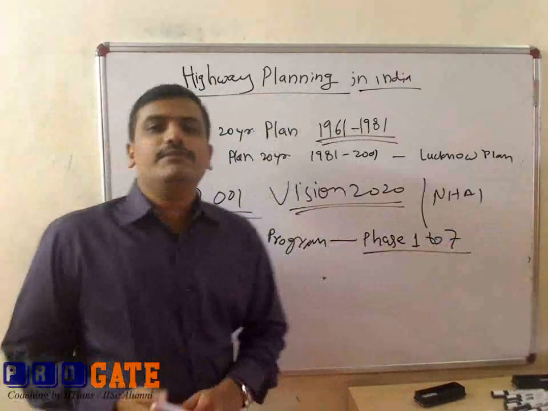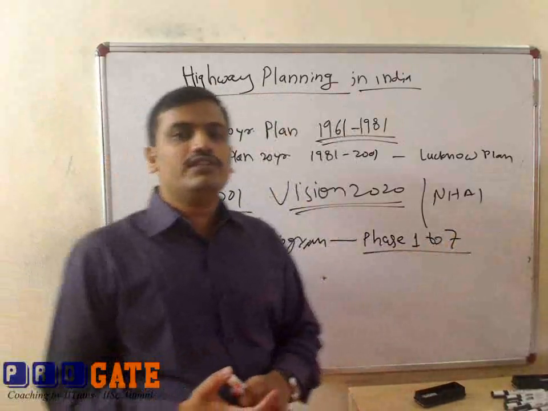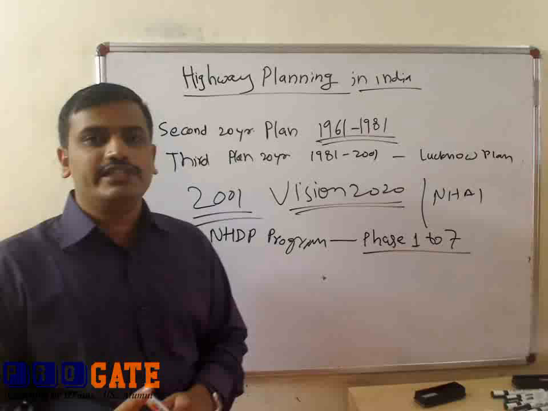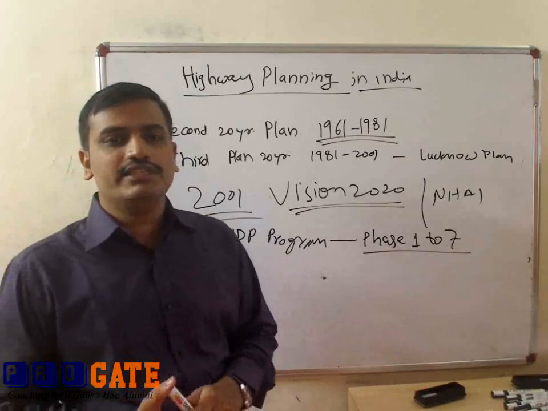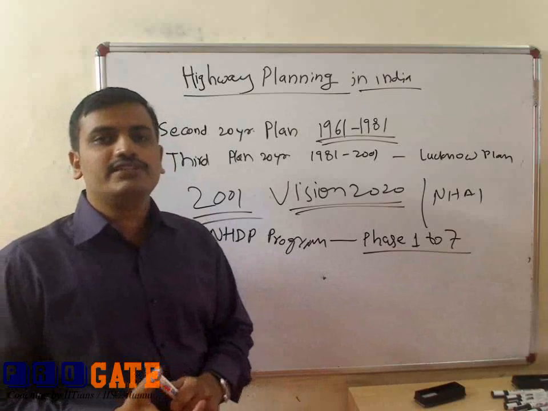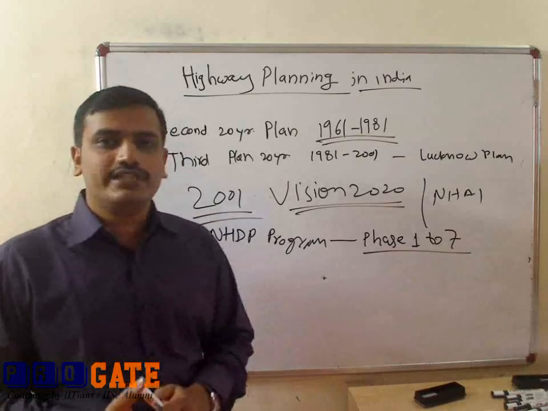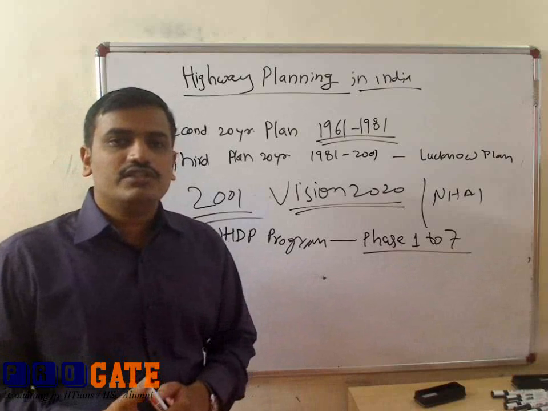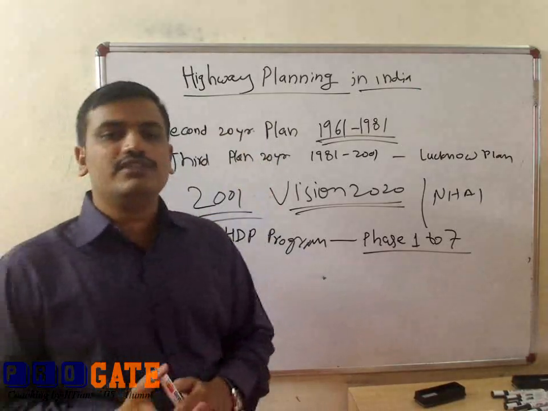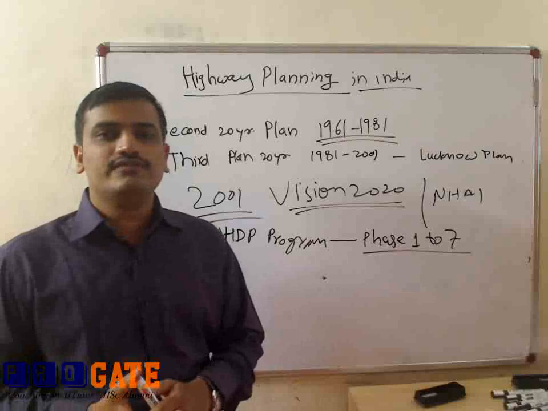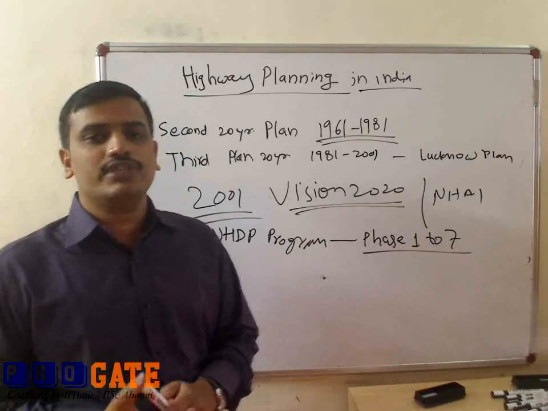Phase 1 of the NHDP program covers the Golden Quadrilateral, which connects the 4 major cities of India, which are Delhi, Mumbai, Chennai and Kolkata, and then again Delhi. The second phase consists of the north-south and east-west corridor. And the third, NHDP phase 3, covers the other national highways, which are to be 4-lane from existing 2-lane.